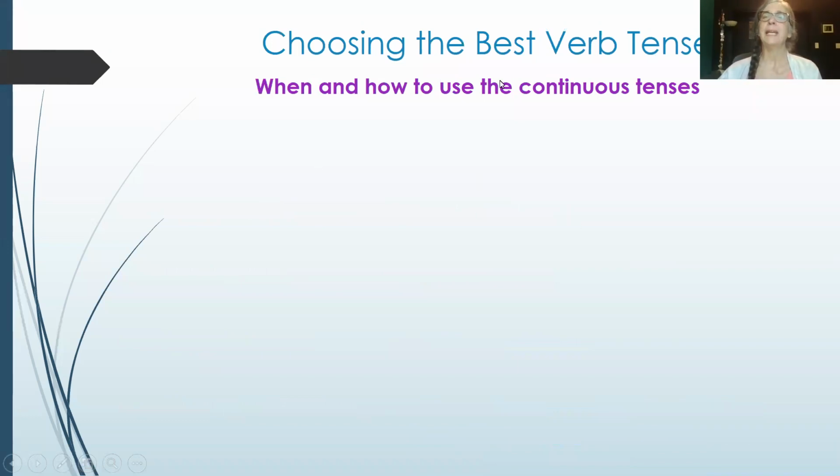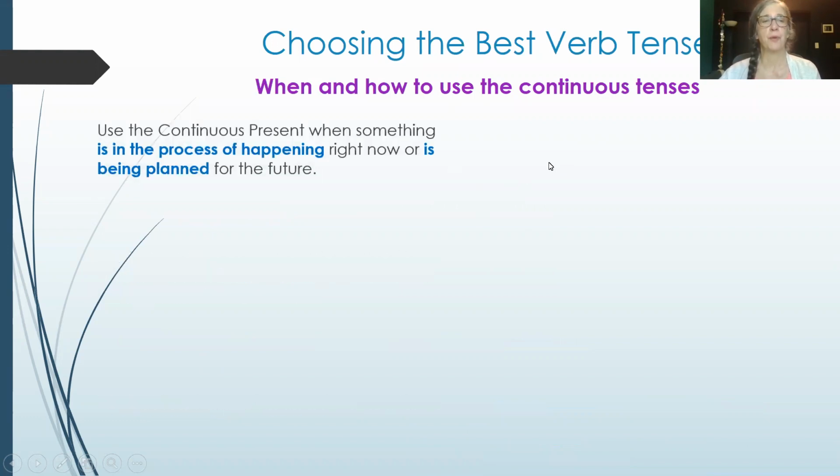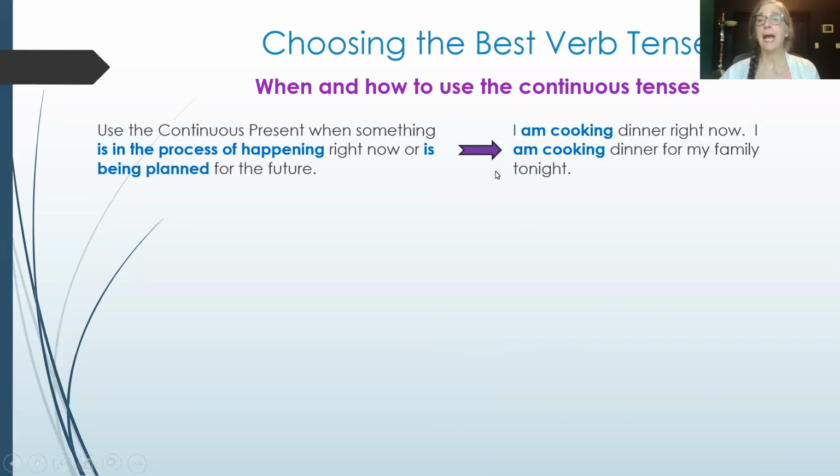But now when and how do we use the continuous verb tenses? Because there are specific times. We're going to use the continuous present when something is in the process of happening right now or is being planned for the future. And here are some examples. I am cooking dinner right now. So I am in the process. Unlike the simple, I cook dinner every night. Right now, right at this moment, I am in the process of cooking dinner.